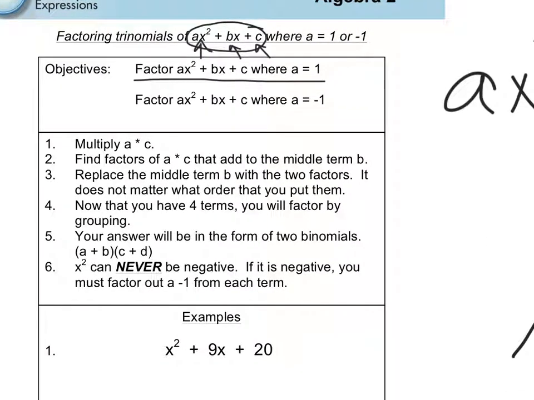So the first thing in our steps is to multiply a times c. We list out what's a, what's b, what's c. Then find factors of a times c that add to the middle term b. We make our product and sum, just like we did there. Then we replace the middle term with the 2 factors. It does not matter what order you put those 2 numbers in. Now you have 4 terms, and you're going to factor this by grouping, which is one of the reasons why we learned grouping first. Again, your answer is going to be in the form of 2 binomials. We'll talk about step number 6 in the second video.